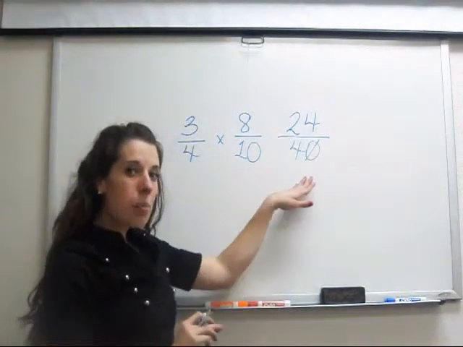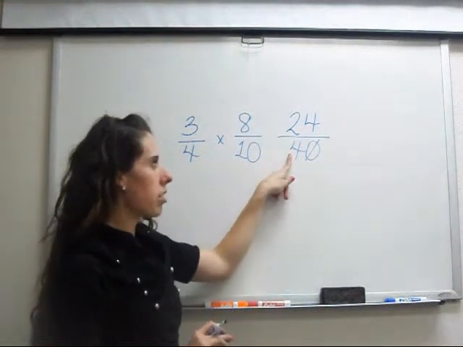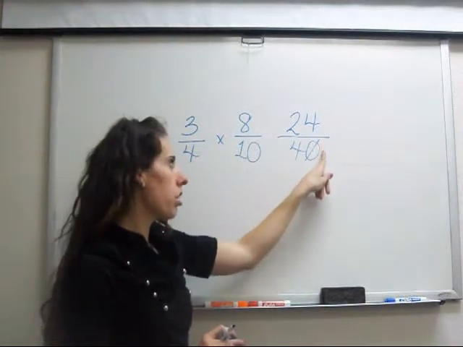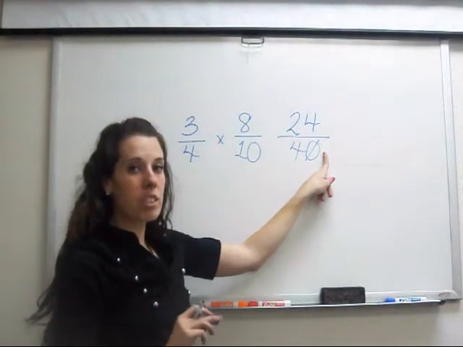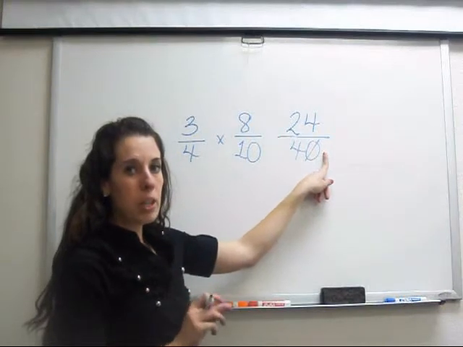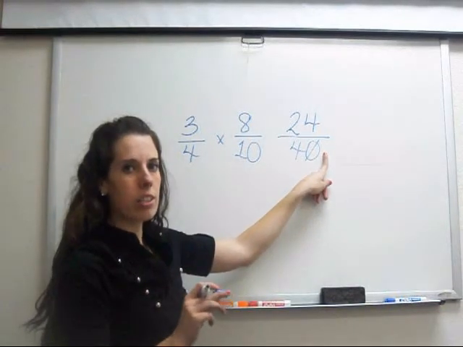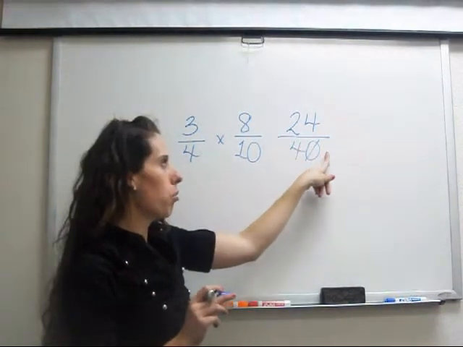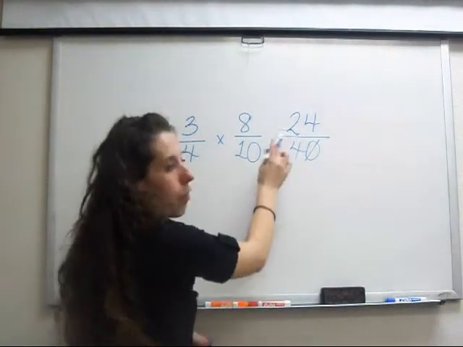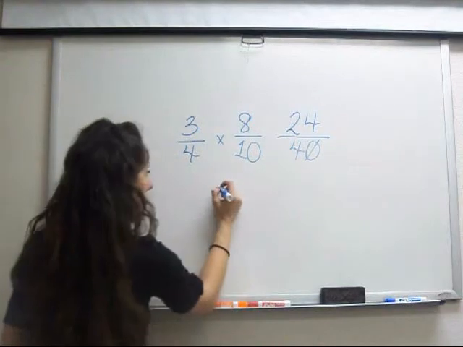Okay, looking at my answer, 24/40th, I know that this is not reduced. I know simply because they're both even. And when I have even numbers in a fraction, I know at minimal they can be reduced by 2. But I'm going to go ahead and take the long route and check to see what number can go into both of these, what greatest number. So I'm going to find the greatest common factor of 24 and 40.